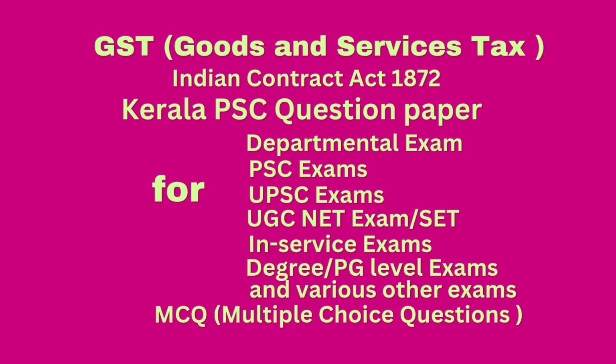Question number 94. Fulfillment of obligations under the contract is known as dash. Answer, option A, completeness of contracts. Option B, securing the rights of the other parties. Option C, performance of contracts. Option D, all of the above. Correct answer, option D, all of the above.